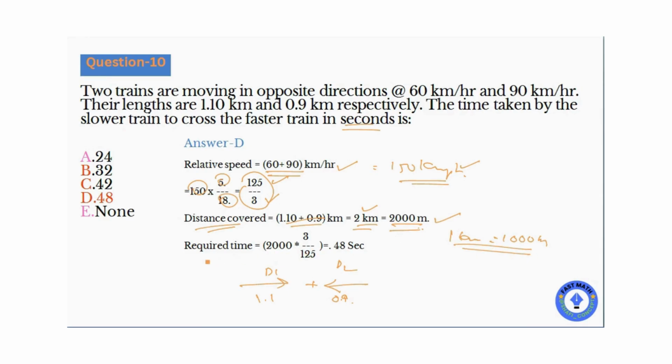What is the time required? That is nothing but the distance divided by the speed. 2000 divided by 125 by 3. When it is cross multiplied, it is 3000 divided by 125. It becomes like that. The answer will be 48 seconds. The answer will be D.